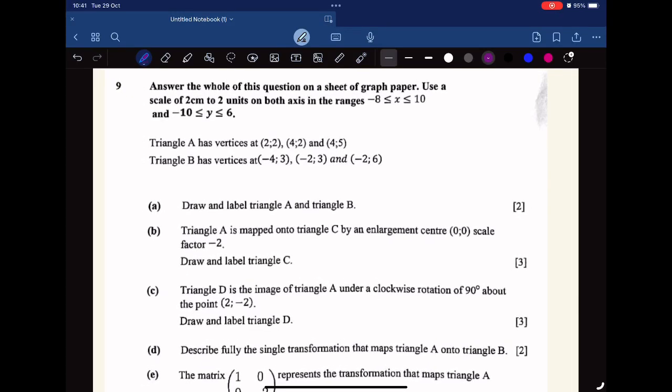So the question required us to use graph to attempt this whole question on a sheet of graph paper. So this is my graph paper. I've taken my graph paper, which is 2 centimeters for each square. So each square here is measuring 2 centimeters. So let me draw my axis.